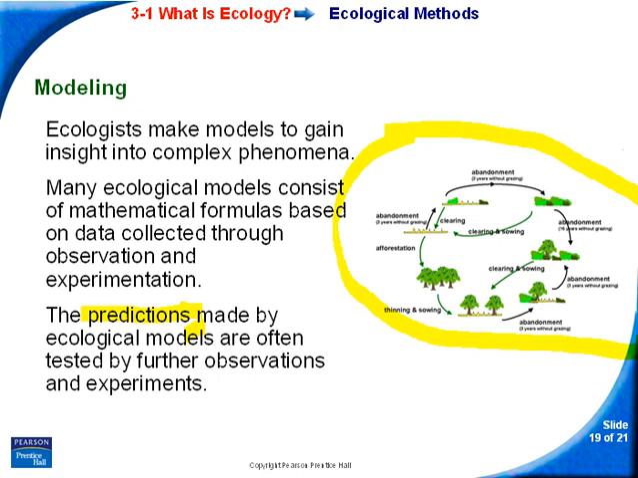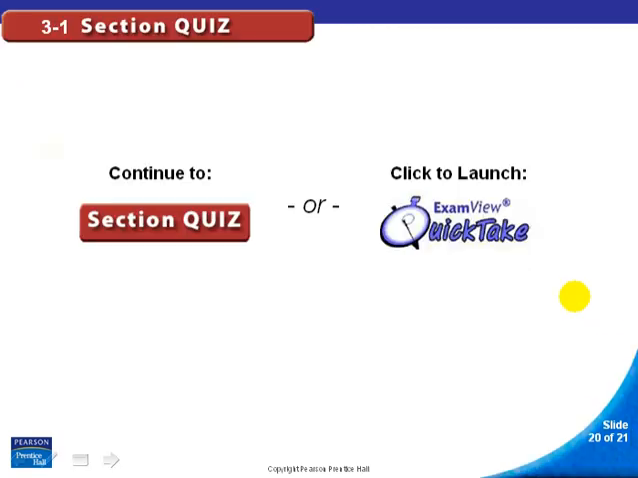Right now they're using models to predict what's going to happen to this planet as the temperature rises on the planet. We're going to start to see changes in the height of the sea level. We see changes to the ice cap, and these are all based on models. These are all predictions based on ecological models.